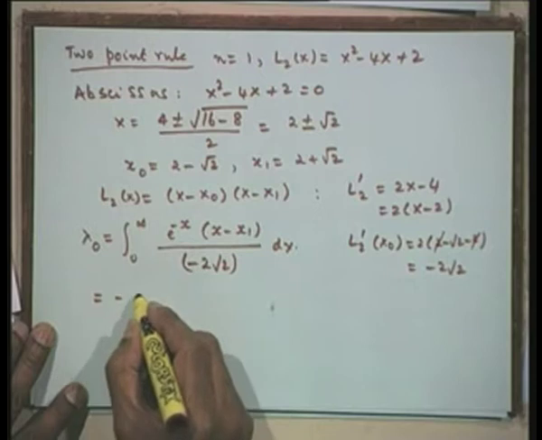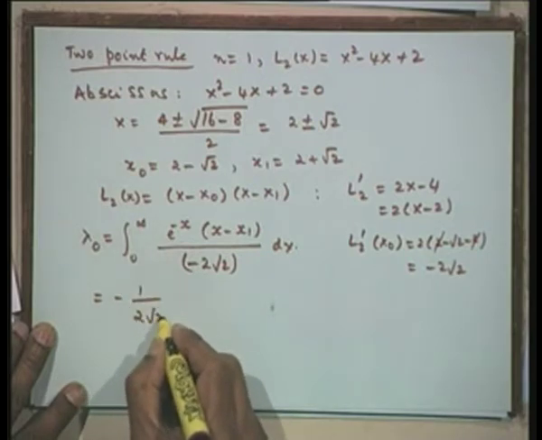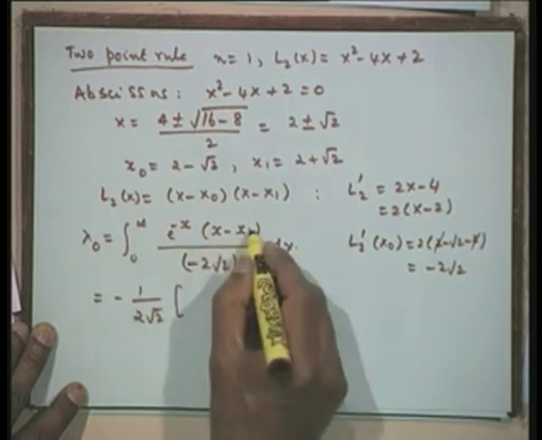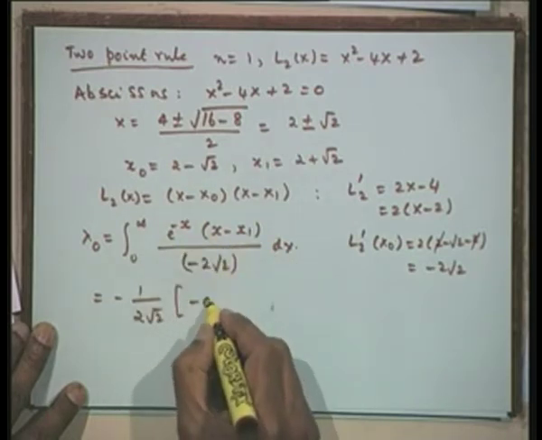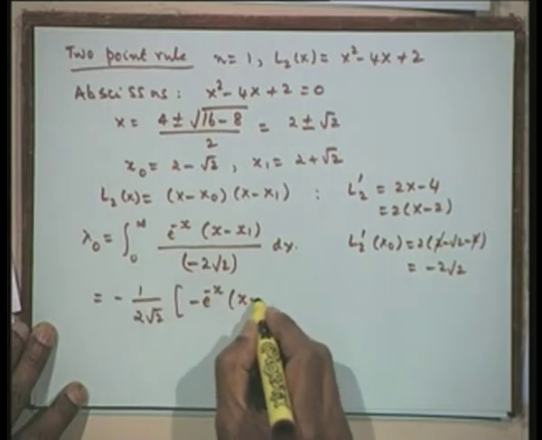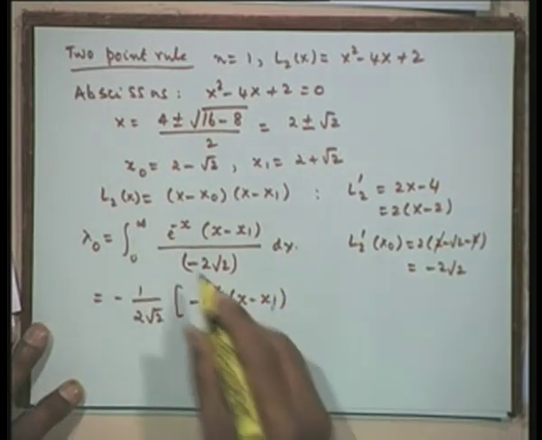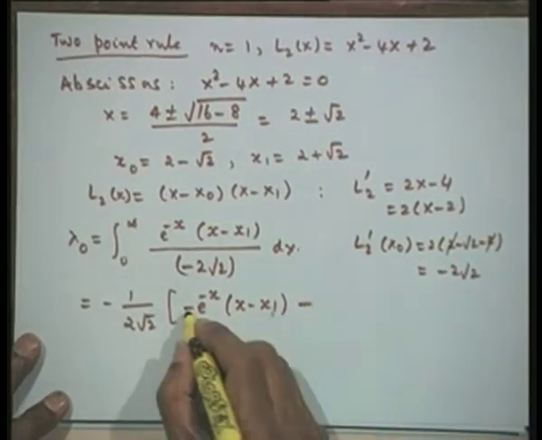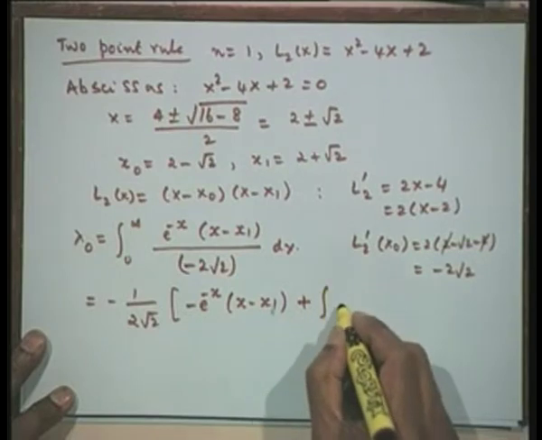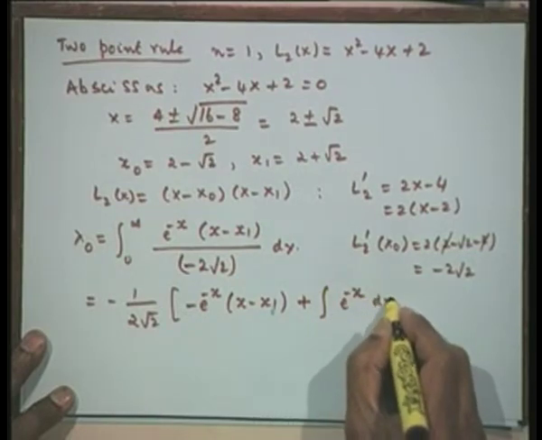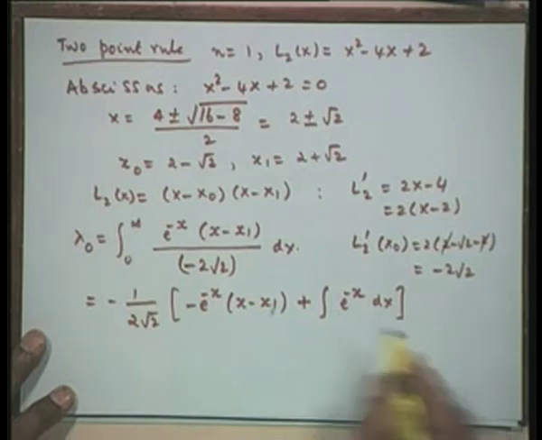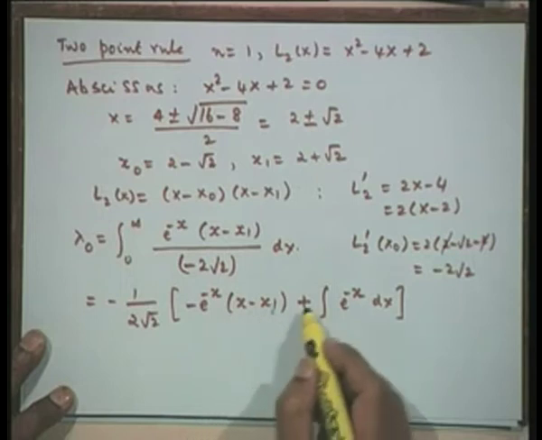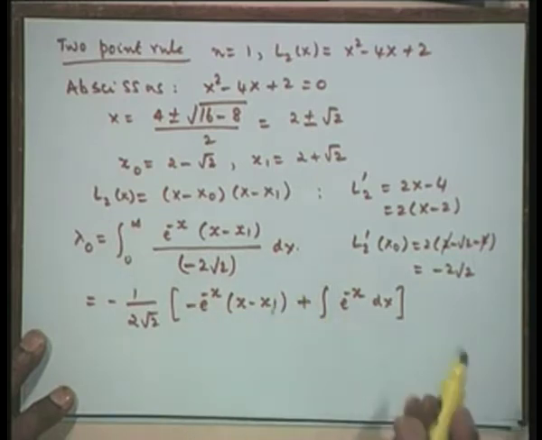Therefore, this gives me minus 1 upon 2 root 2. Now, let us integrate it as a product. So, we will have the integral of (x minus x1) e to the power of minus x, minus the integral of, there is a minus minus plus, e to the power of minus x dx. We will put 0 to infinity in a moment. I just integrated by parts. So, e to the power of minus x with a negative sign into this, plus e to the power of minus x, the derivative of this being 1.